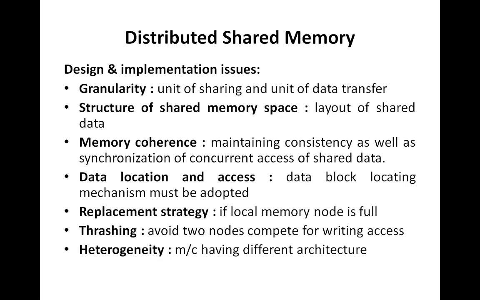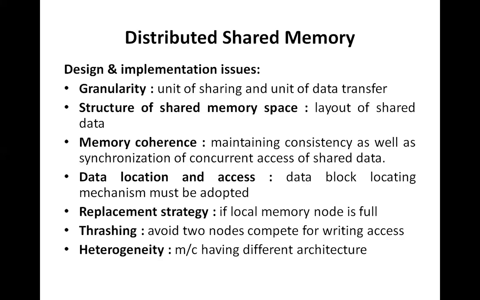The sixth one is thrashing. Thrashing means that two nodes want to compete for the writing access. So what happens in distributed shared memory? The data blocks are going to migrate between the nodes on a demand basis. Whenever they are demanded, they migrate from one node to another node.